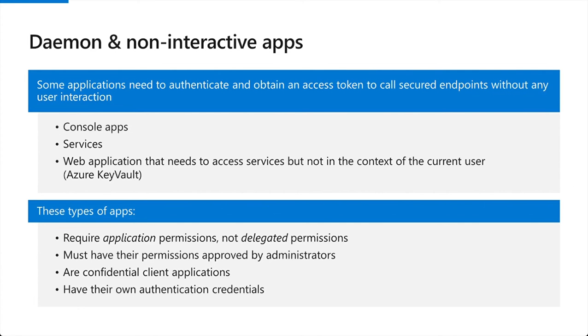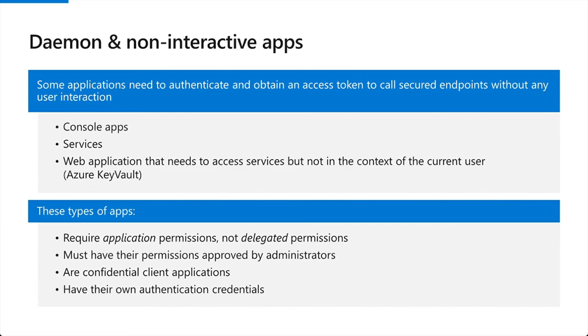The next scenario I'd like to talk about is when you're trying to create an authentication and authorization method for daemon and non-interactive apps. These are apps that need to operate within the context of an application, and there's really no current user in the context. So these might be services that run on a computer, console apps, or simply web applications that are going to run in a service context without accessing information as a particular user.